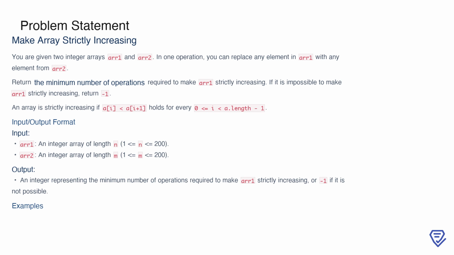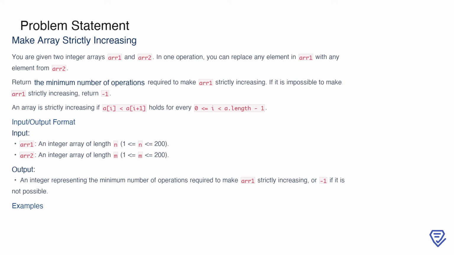In this problem, we have two integer arrays, arr1 and arr2. The task is to determine the minimum number of operations required to make arr1 strictly increasing. An operation is defined as replacing any element in arr1 with any element from arr2. If it is not possible to make arr1 strictly increasing, the function should return -1. Remember, an array is considered strictly increasing if each element is smaller than the one that follows it.